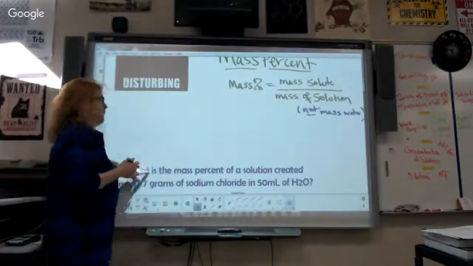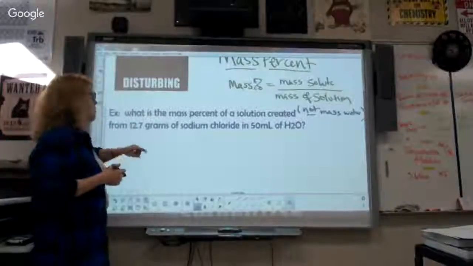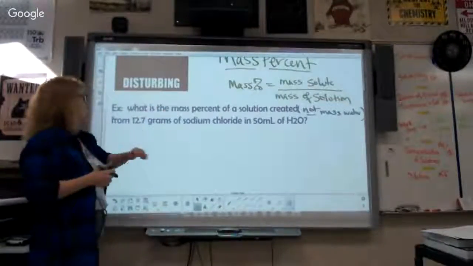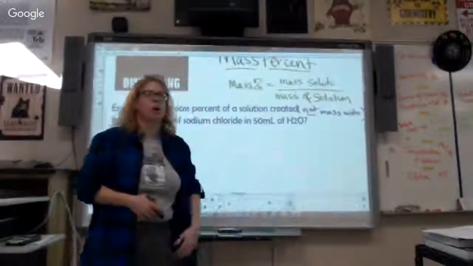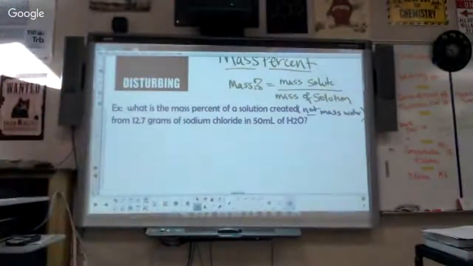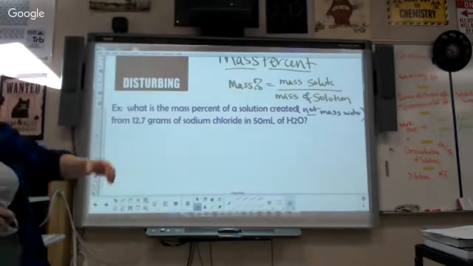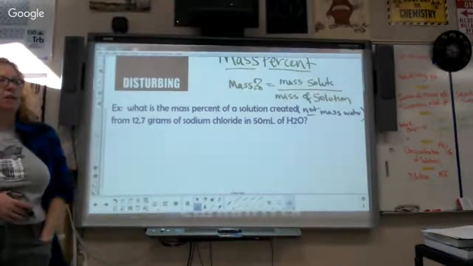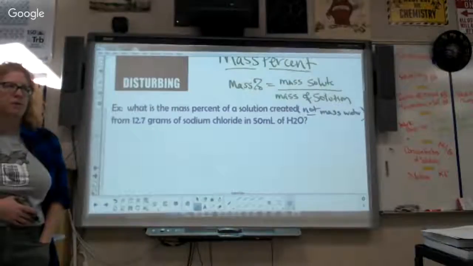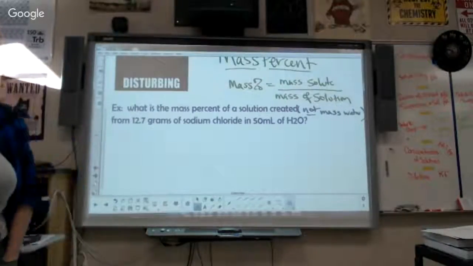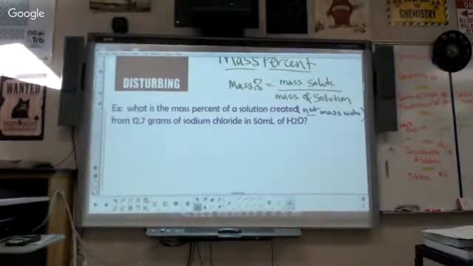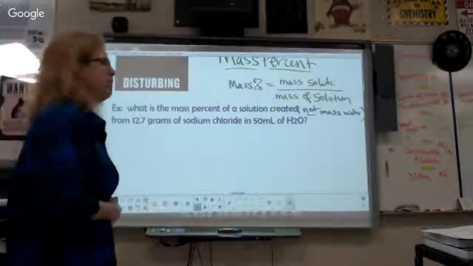Here's an example problem that you can copy down. What's the mass percent of a solution created from 12.7 grams of sodium chloride and 50 mils of water? Take a second and copy that down. I'll show you how to do mass percent. This is a slightly harder version, not very, but slightly. So you should be okay on this one.